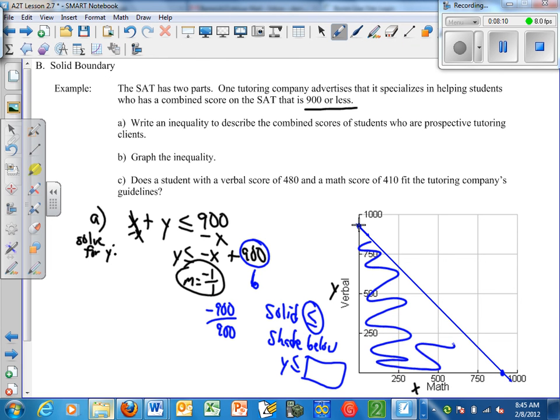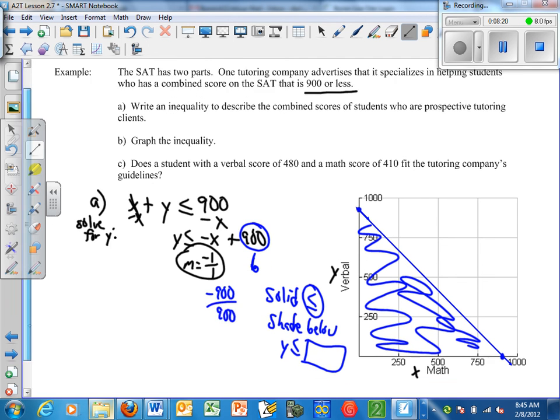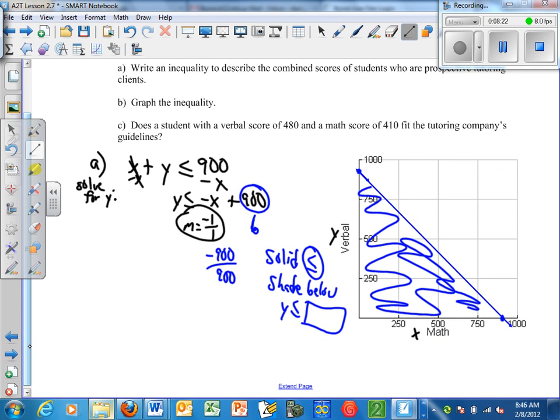And you notice this is a real life situation problem, so we're only doing positive first quadrant values where both scores are positive. So there's what we're talking about. So there's B, graphing the inequality. Part C, does a student with a verbal score of 480, so that means that's Y, so Y is 480, and a math score of 410, so that's X, remember X is math, so 410. So a couple different ways you can look at this.